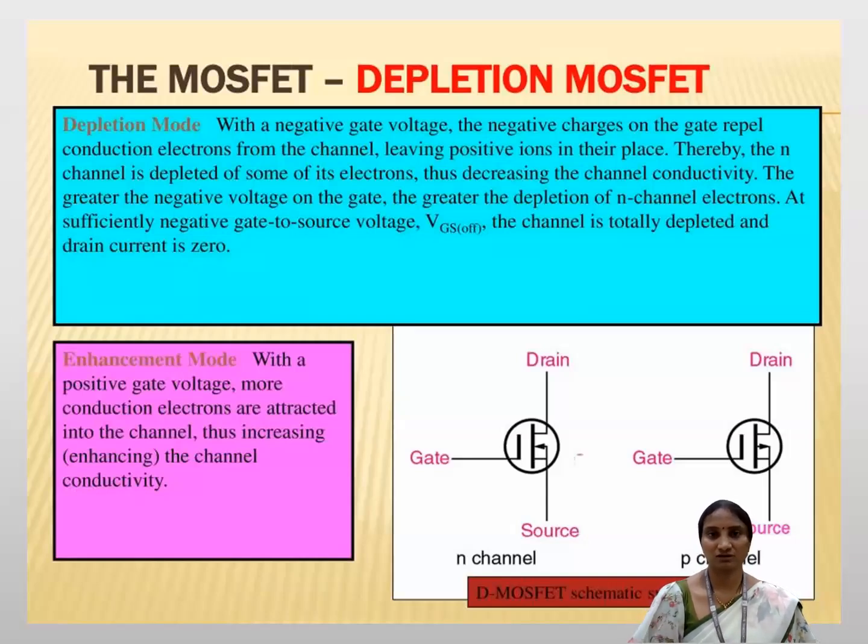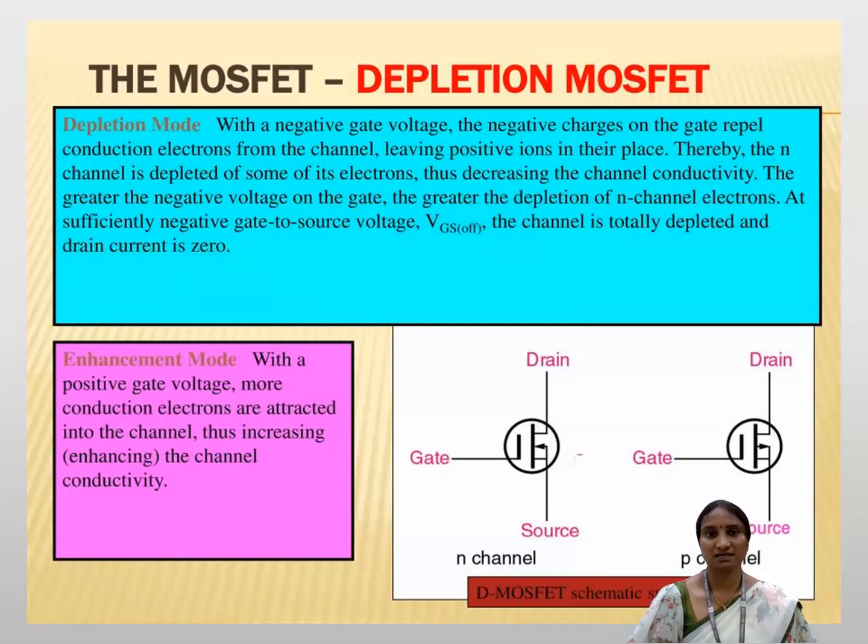So next we have to come with depletion mode MOSFET. Depletion mode MOSFET characteristics can be obtained by applying negative gate voltage. With a negative gate voltage, the negative charges on the gate repel the conduction electrons from the channel, leaving positive ions in their place. Thereby the N channel is depleted of the charge carriers, electrons, thus decreasing the channel conductivity.